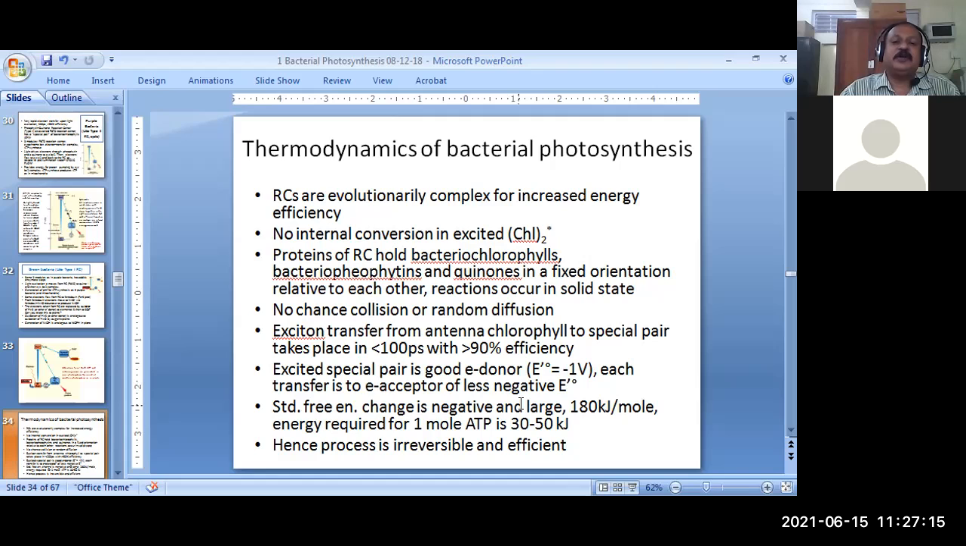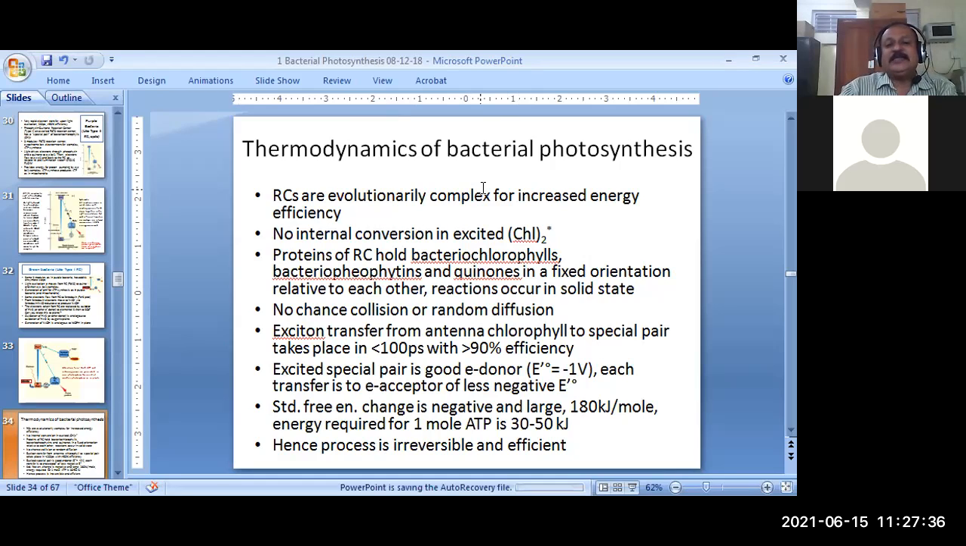Irreversible because the electrons are being transferred from a particular molecule which has a lower electrode potential to the molecule which has a higher electrode potential. So the reverse thing cannot take place, and therefore we say that this process is irreversible.